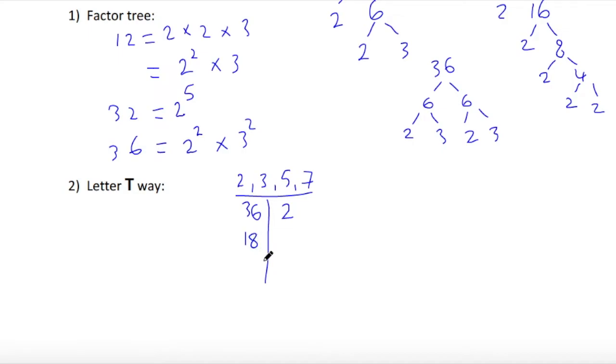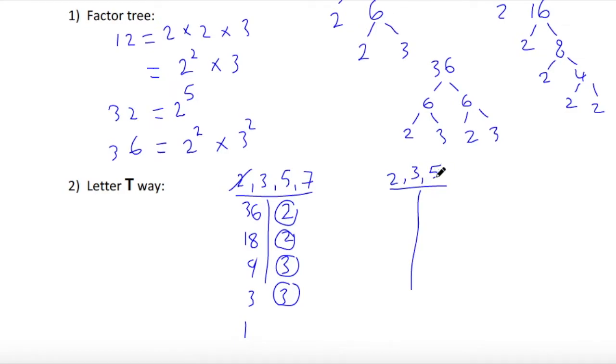Equals 18. 18 is an even number, so it can still be divided by 2. It will be 9. Now 9 cannot be divided by 2, so we will divide it by 3 because it's divisible by 3, equals 3. 3 divided by 3 equals 1. So now from here you can find 36 as 2 times 2 times 3 times 3, or 2 squared times 3 squared.